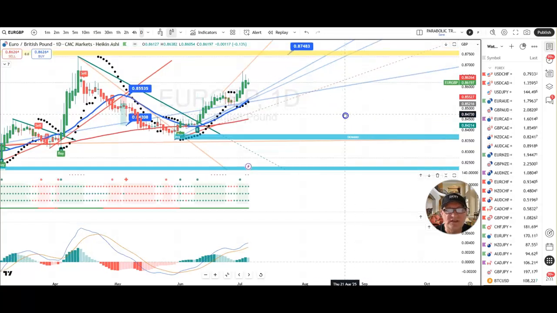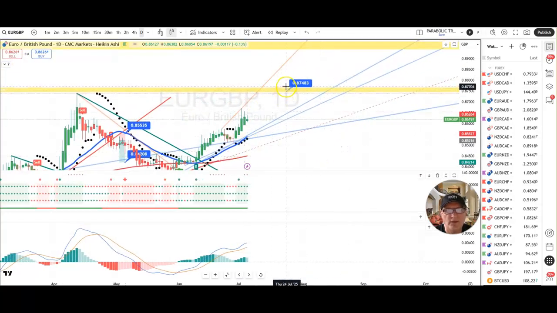Euro pound is looking really nice, actually, heading for 87.48. It's not my favourite pair, but nonetheless, it's parabolic. All the buyers are in. MACD confirms above the water, so the zero line, and parabolic here as well. So just put your stop at 85.31 and then let it go.